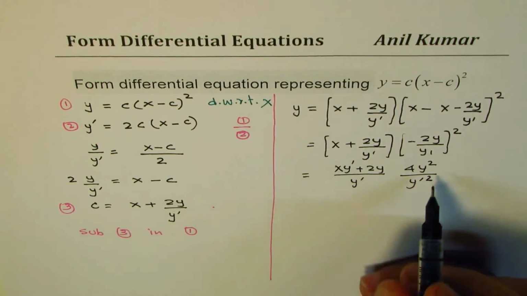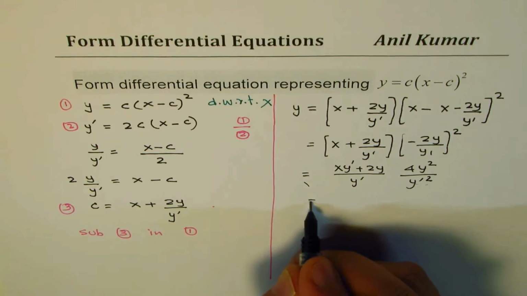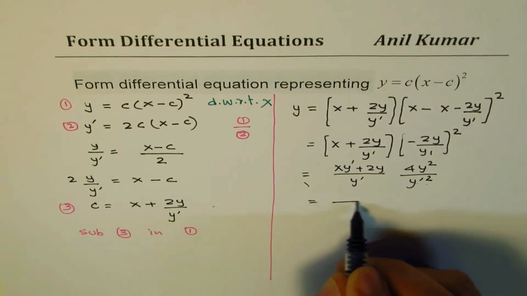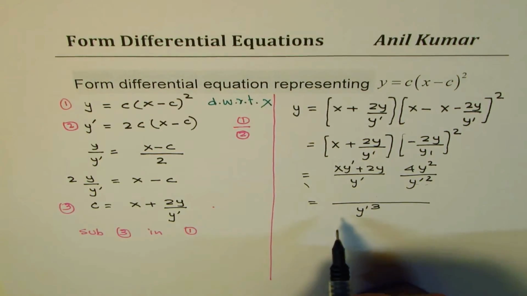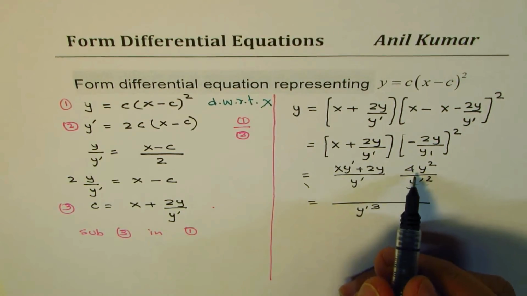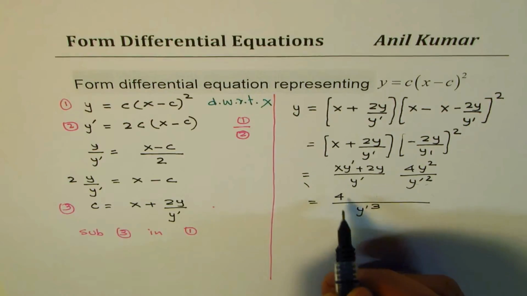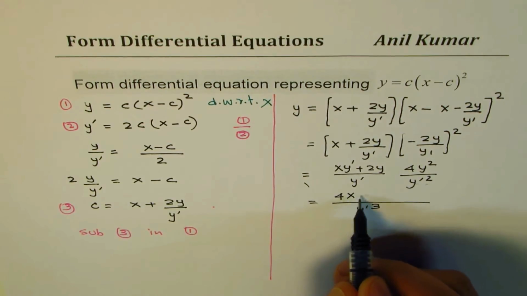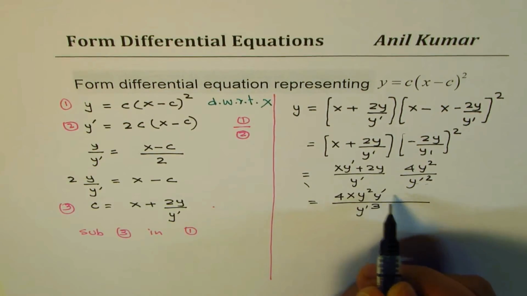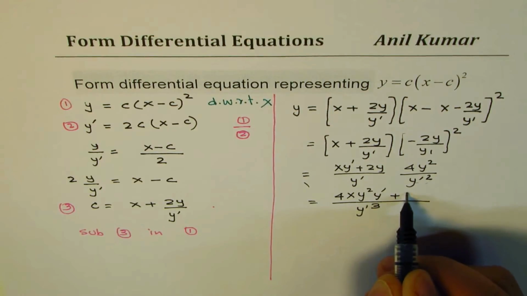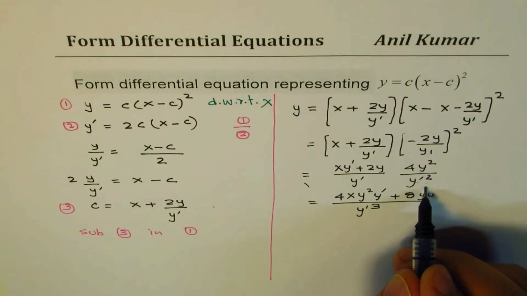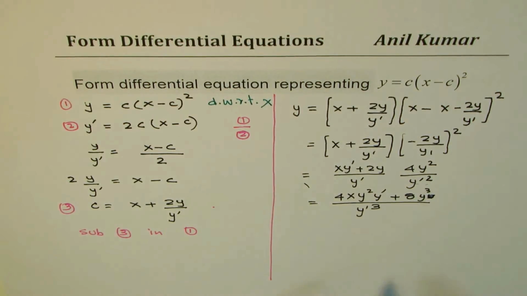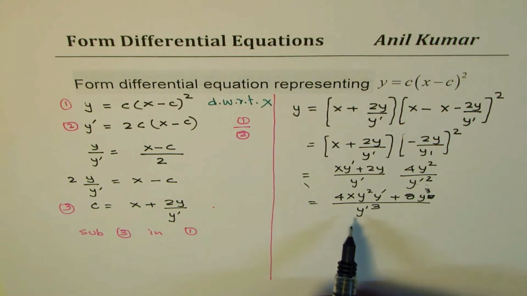When you square, you get square. So you get y prime cube in the denominator. Okay, so let's rearrange. So we have y prime cube in the denominator, and here we have 4 times x y square y prime plus 4 times 2 is 8 y cube. Okay, 8y cube.